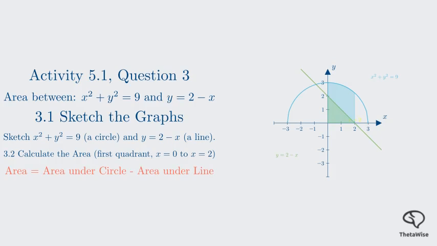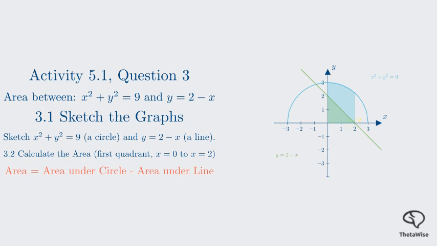This isn't bounded between the curves in the way we usually calculate. Let's reinterpret this. It's more likely we need to find the area under the circle and subtract the area under the line in this interval. From our sketch, the upper curve is the circle and the lower curve is the line.